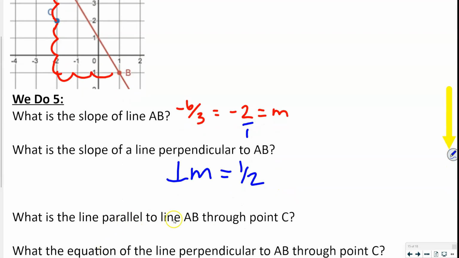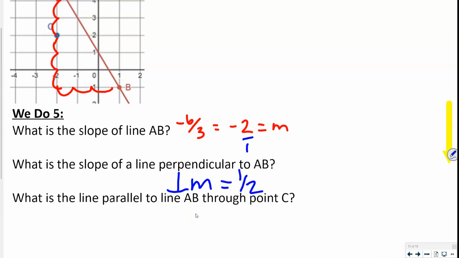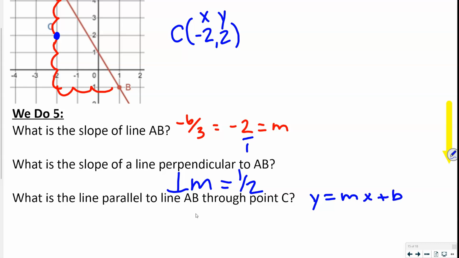Then it says, what is the line parallel to AB through point C? So once again, we're going to look at that point C right up here. There's our C. And so C is negative 2 because it's 2 left and then 2 up. Remember, this is going to be our x. This is going to be our y. We're going to use that equation, y equals mx plus b, and we're going to solve for b, our y-intercept, okay? So here again, we're going to put our 2 there.